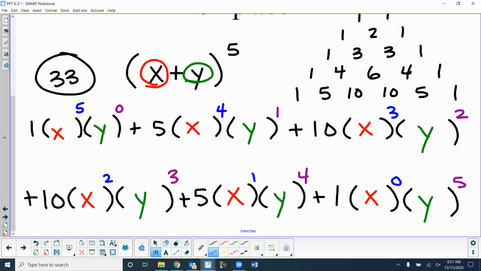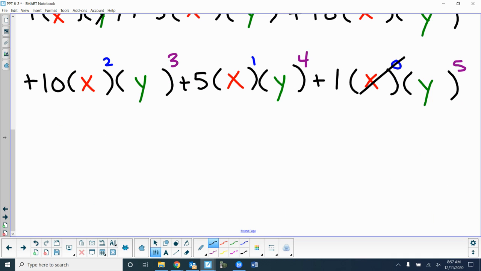Okay? So, what did I also tell you about when you see the zeros? Just cross them out, because it's a 1. It's like 1 times x to the 5th times 1, so I don't even worry about it. It's like 1 times y to the 5th. Okay? So I just cross the 0 ones out. Don't worry about it after I get this set up.